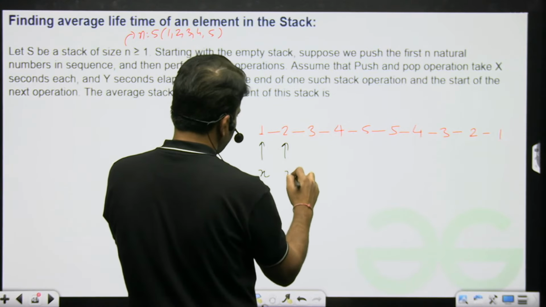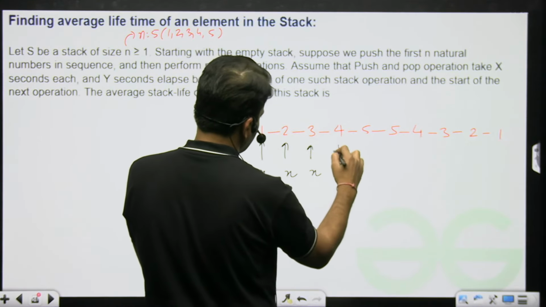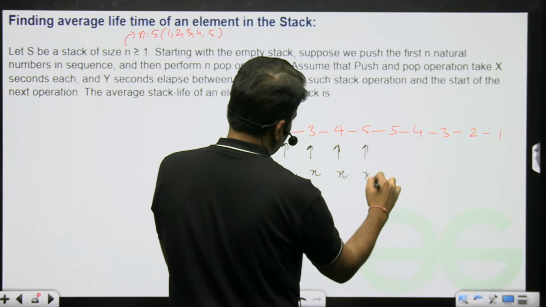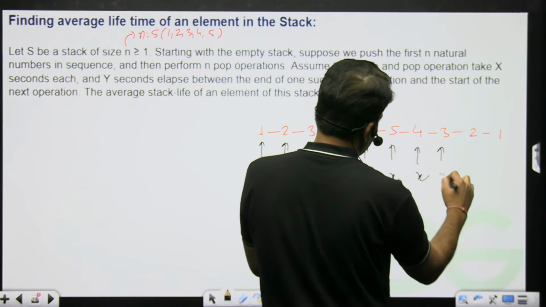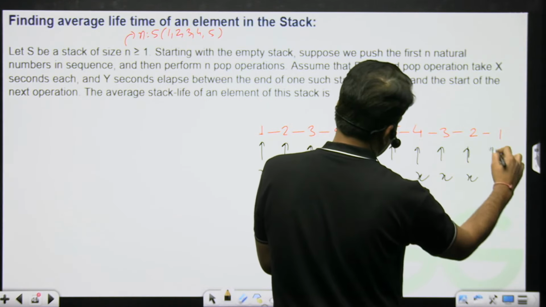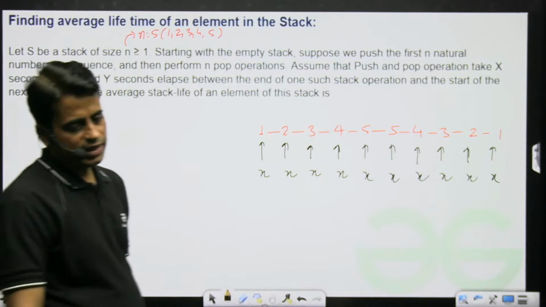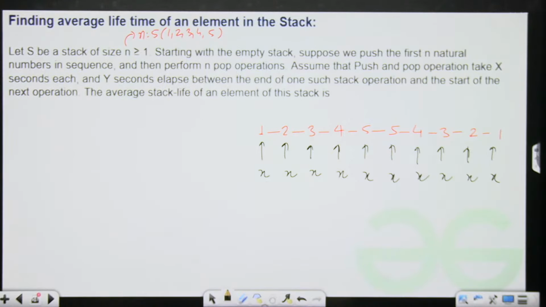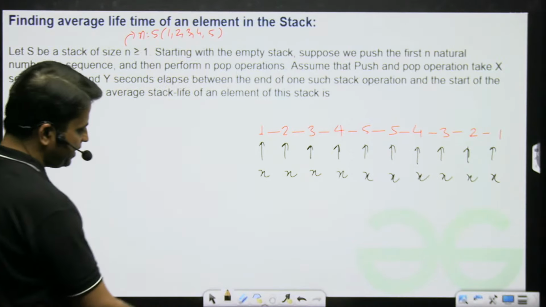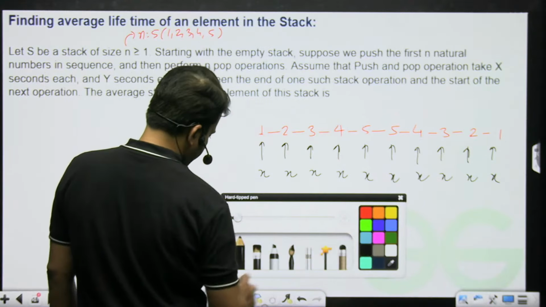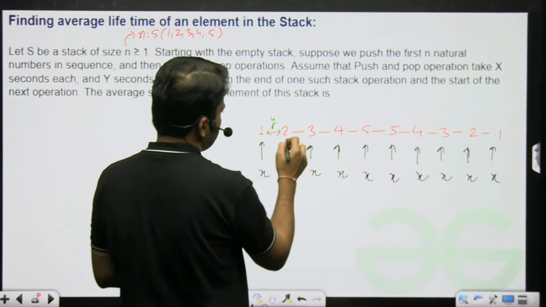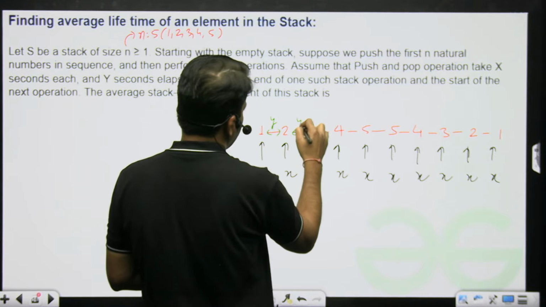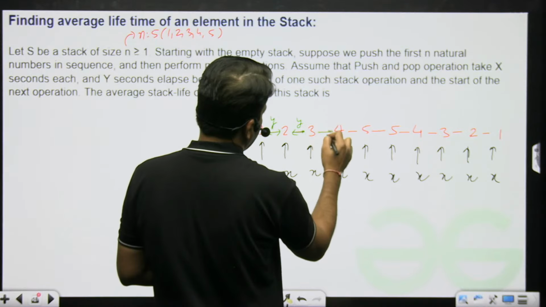Okay. So this question is saying कि push and pop take x second time each. And y seconds elapse between the end of one such stack operation and the next, between the end of two such stack operations, right? Here this is y.